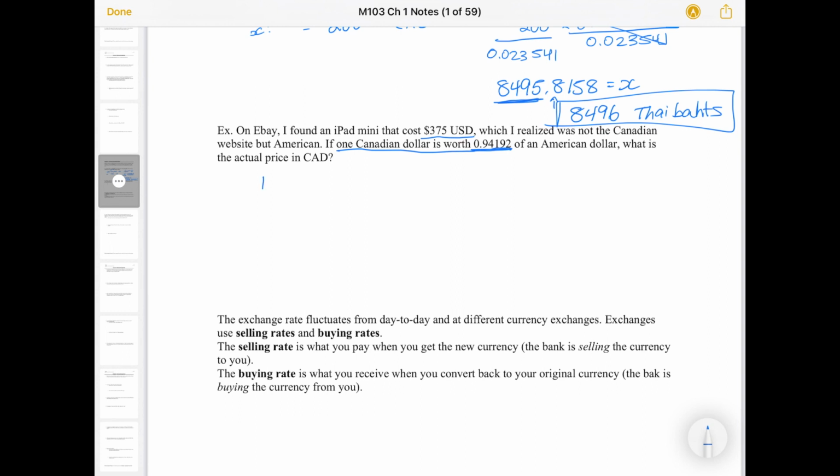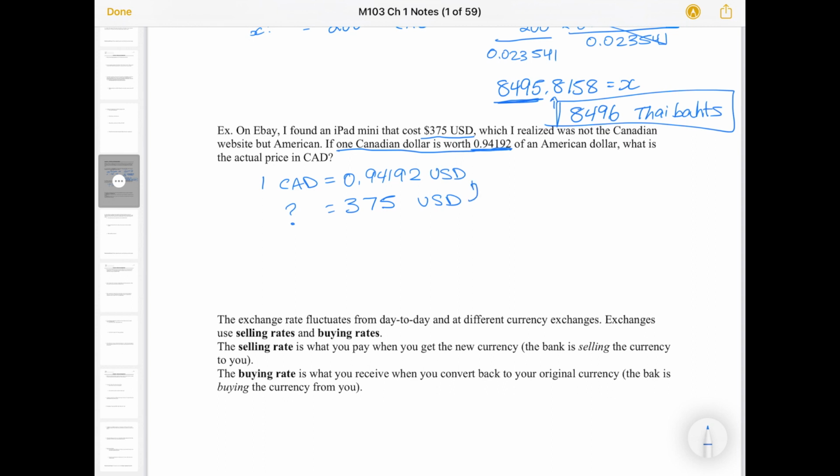Well, I am told 1 Canadian equals 0.94192 American. And I want to know how much Canadian it is going to be for $375 American. Now this one I'm going to do in our other method, so you've seen both ways in this video. The other way we can do this is by working off of these two equality statements.